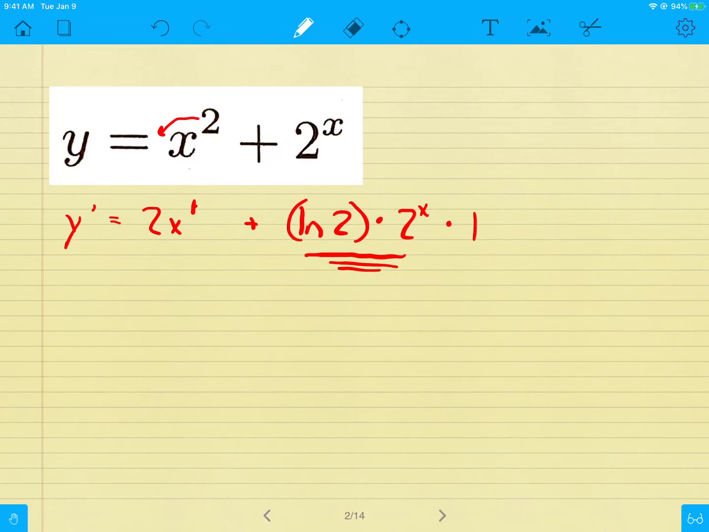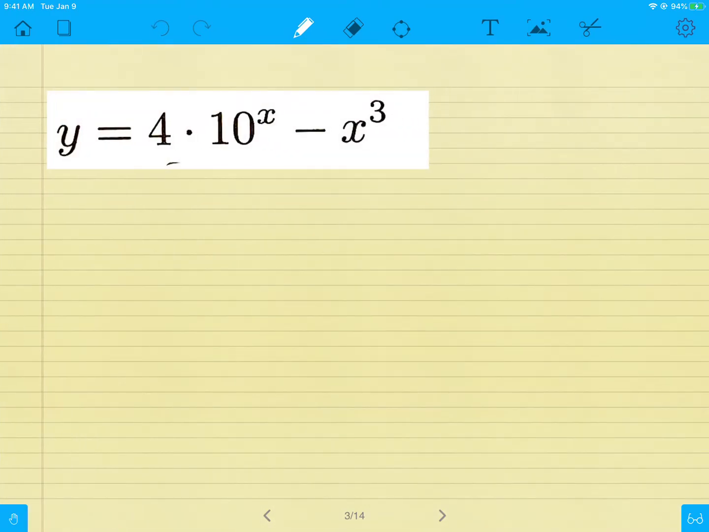It's how you do the exponential when the power is the variable. It's the natural log of the base times the actual object itself, the exponential, times the derivative of the power. So it's a chain rule. So that's the first problem. That's everything. That's the first derivative.